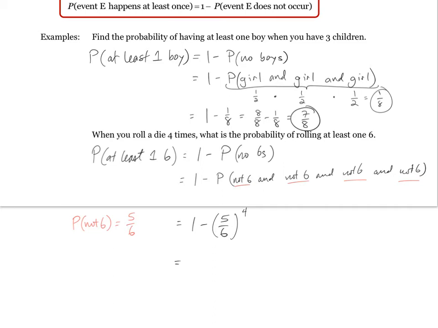All right, so let's figure this out. This is 1 minus 625 out of 1,296, and by this point we will use decimals to approximate. There is a 0.52 probability, or about a 52% chance, that if you roll a die 4 times, you'll get at least 1 6.